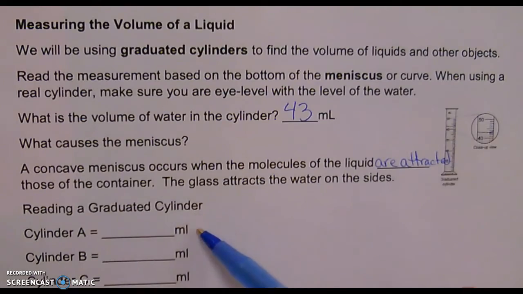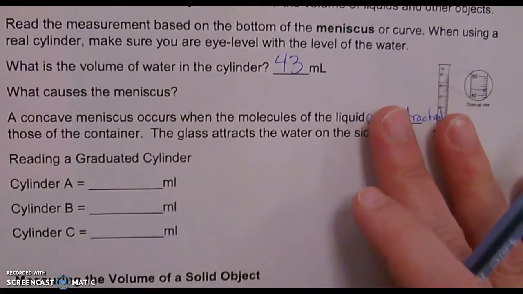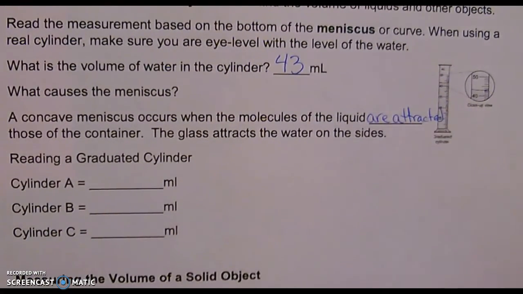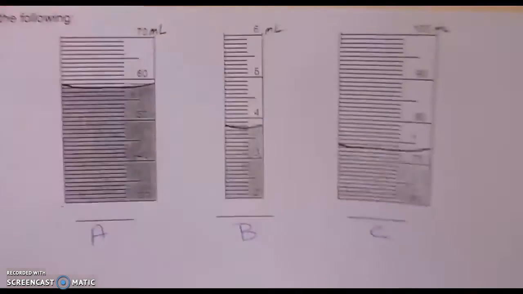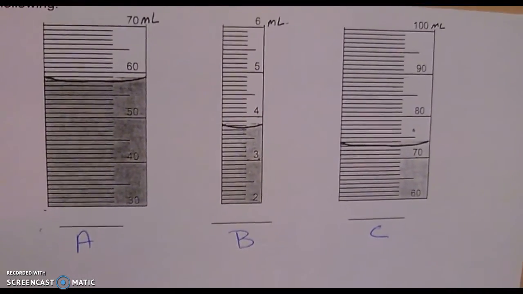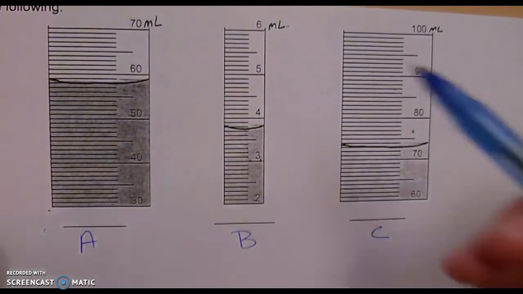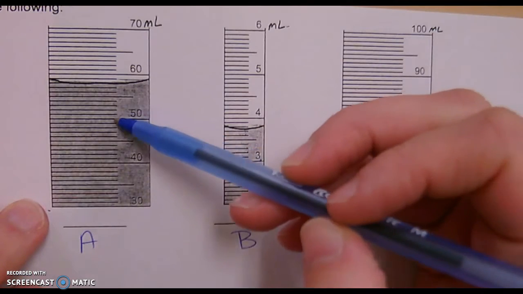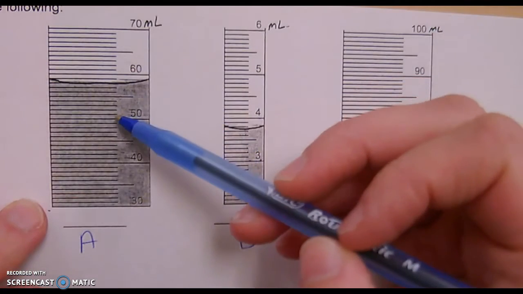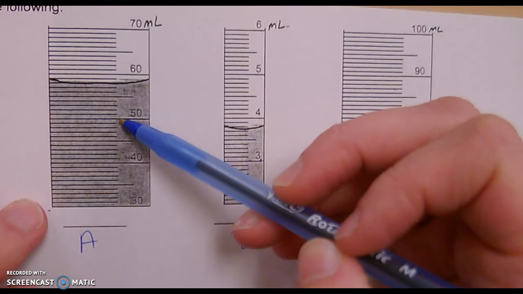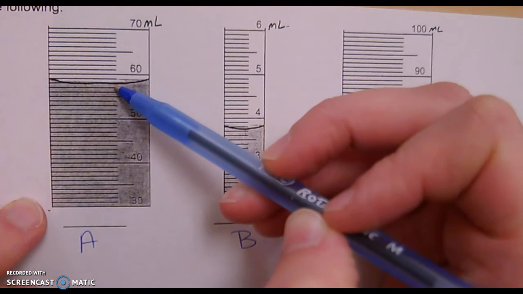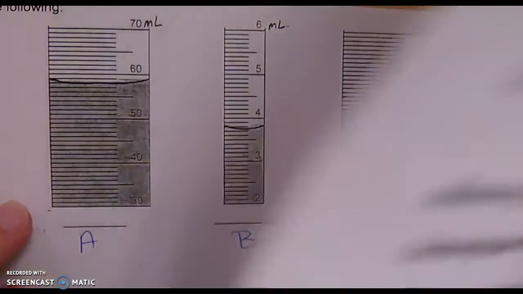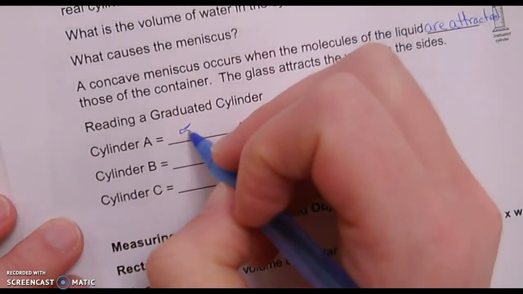Okay, we're going to do a couple examples here where you're reading a graduated cylinder and finding the volume. Looking at graduated cylinder A, it's marked by tens, so that means it's counting by ones. So we've got 55, 56, 57, 58 milliliters in cylinder A.